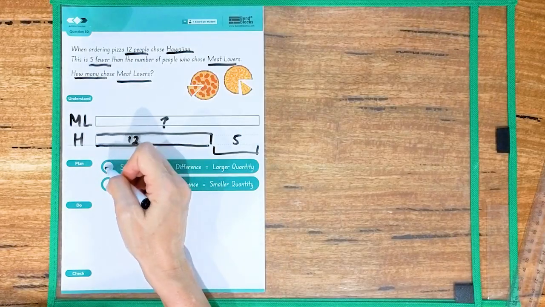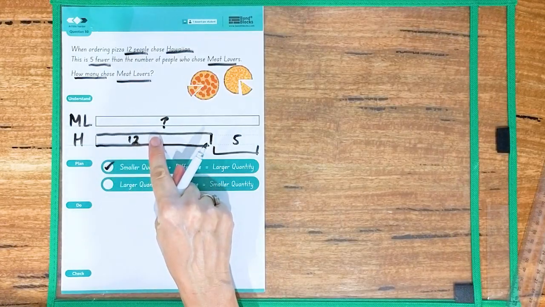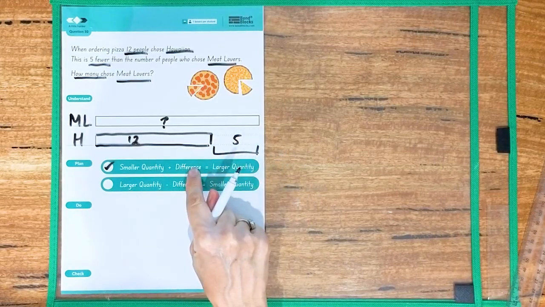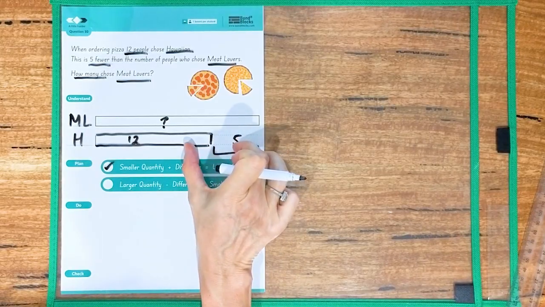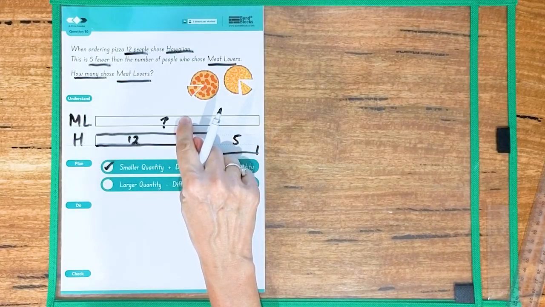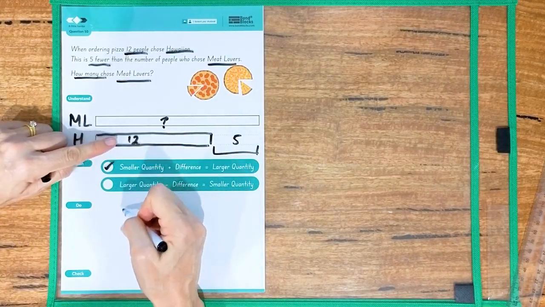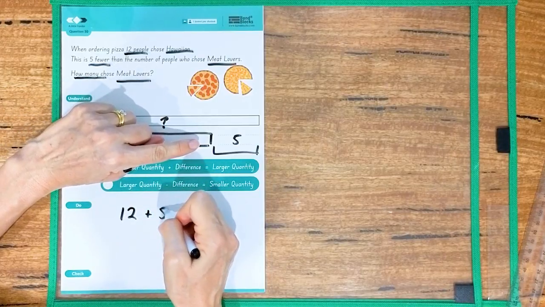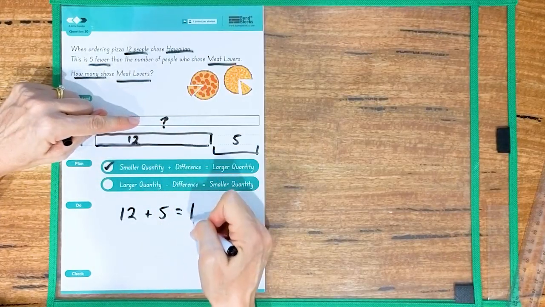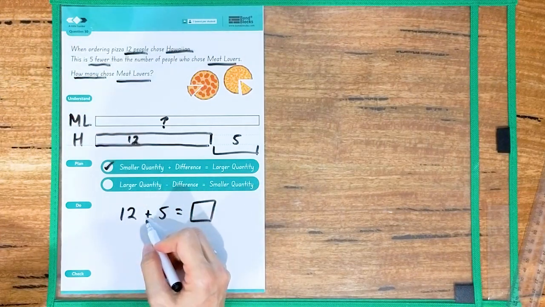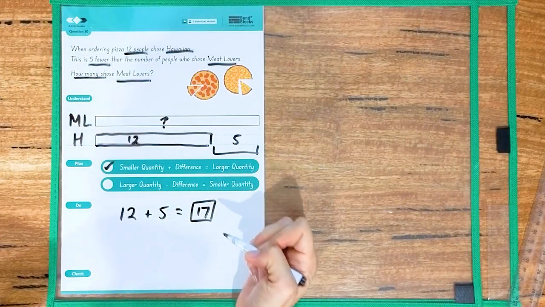I'm going to use this plan because I know the smaller quantity and I know the difference. And if I add these two together, I will get the larger quantity that is unknown. So the smaller quantity of 12, add the difference of 5, will give me the larger quantity that is unknown. 12 add 5 equals 17.